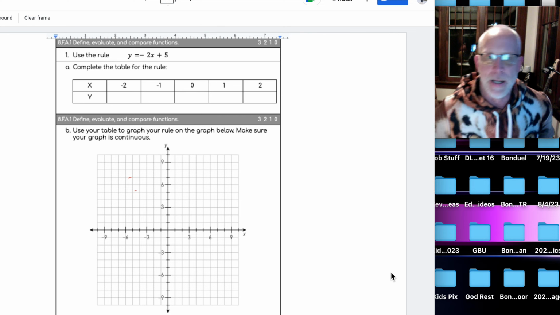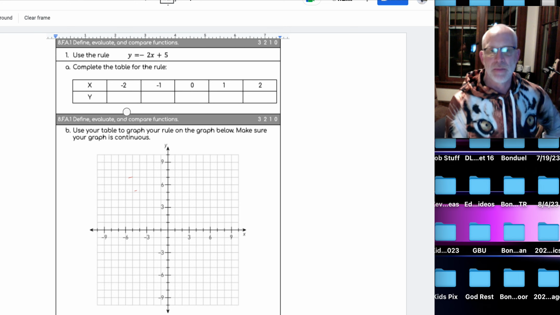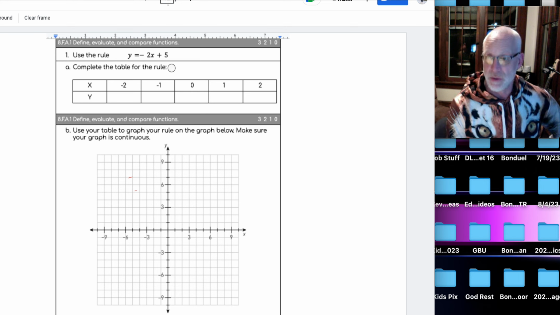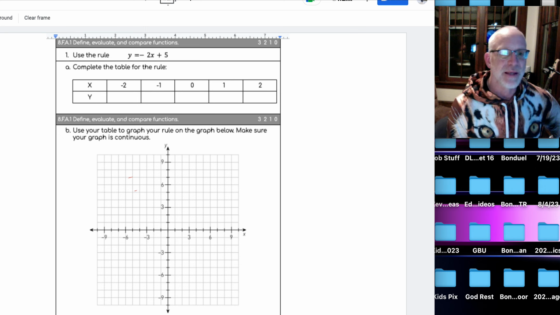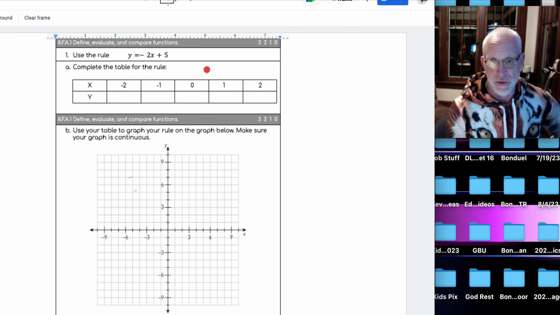Hey friends, what are we looking at? We're looking at our Formative 1 review. So here was the rule. It says that we have to go y equals negative 2 times x plus 5. What does that mean? Look at it a couple different ways. You could say y equals, take our number, double it, times 2, change the sign, add 5. Or you could say take our number, multiply it by negative 2, and then add 5.